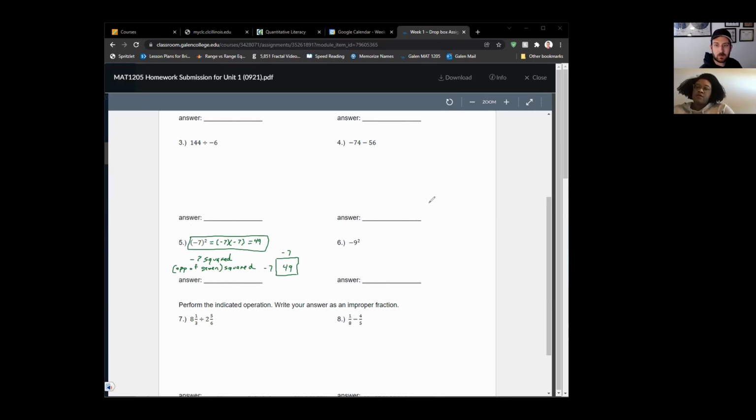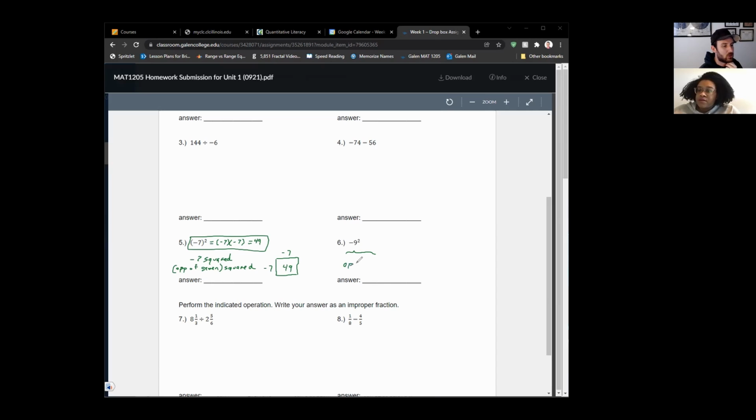Okay. Gotcha. All right, you ready for number 6? Okay. So again, if we were going to read this out loud, how would you read this out loud? Give it a guess. Opposite of 9 squared.